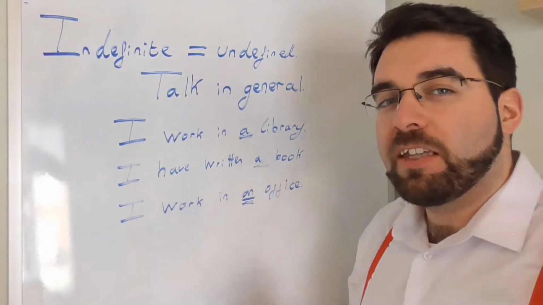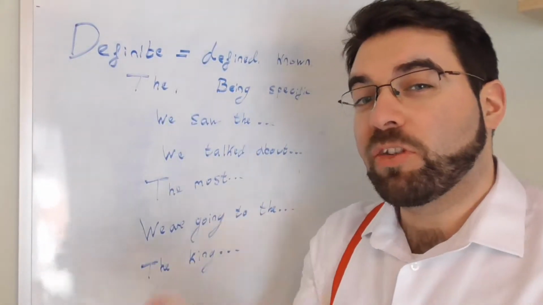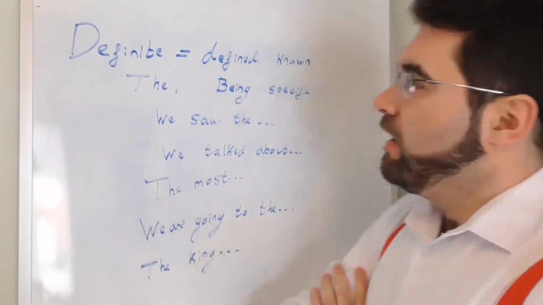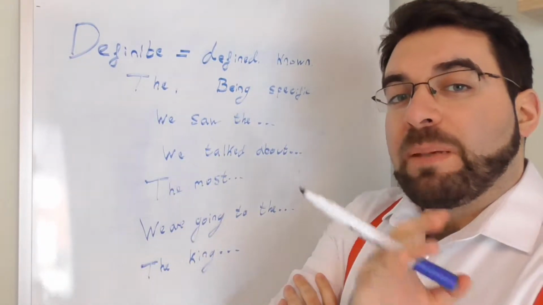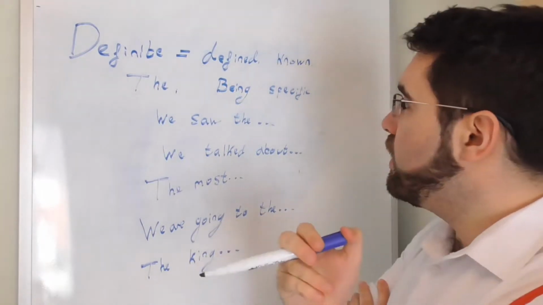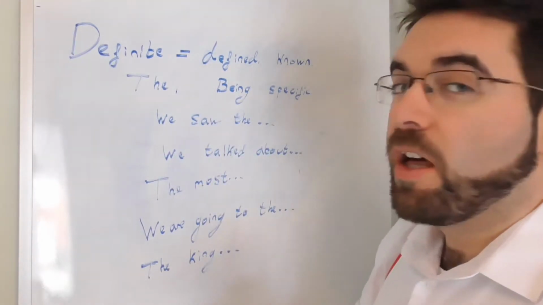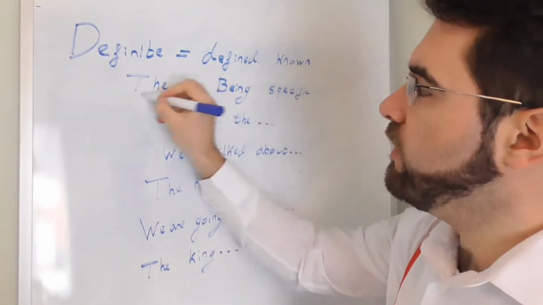So let's look at the indefinite article. Well, of course, what I meant is, let's look at the definite article. So the definite article is like being defined, being known, being specific. And what we're talking about is using the word the in our language.